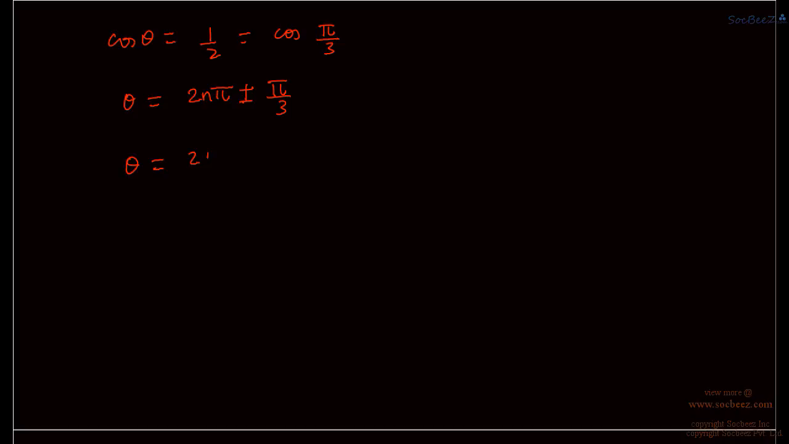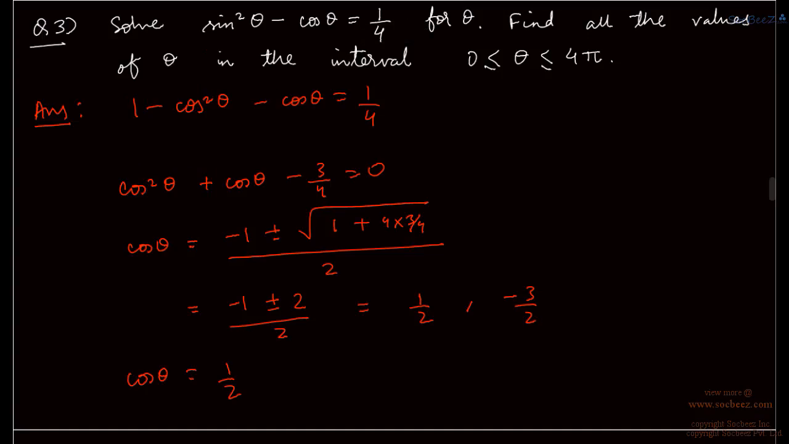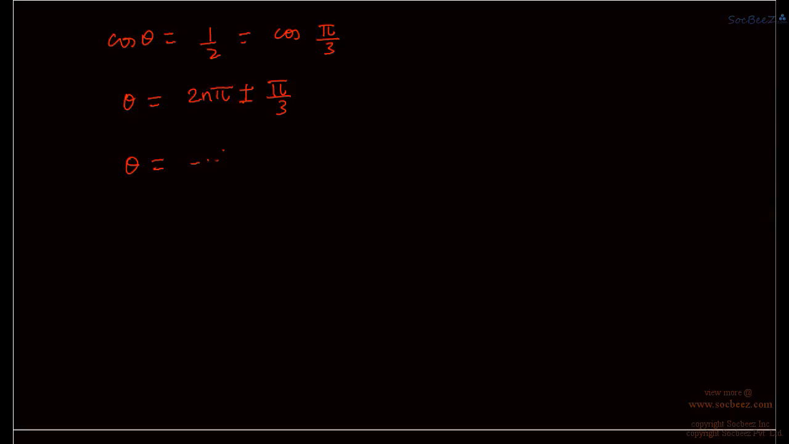So putting n equal to 1, we get theta is equal to 2 pi. Okay, let's put n equal to 0. I'm sorry. So putting n equal to 0 here, we get plus or minus pi by 3, but we need only the interval 0 to 4 pi. So we'll take the first one. If n equal to 1, theta is equal to 2 pi plus or minus pi by 3.